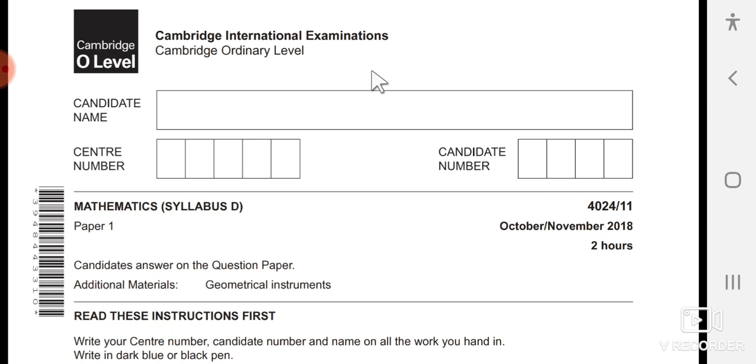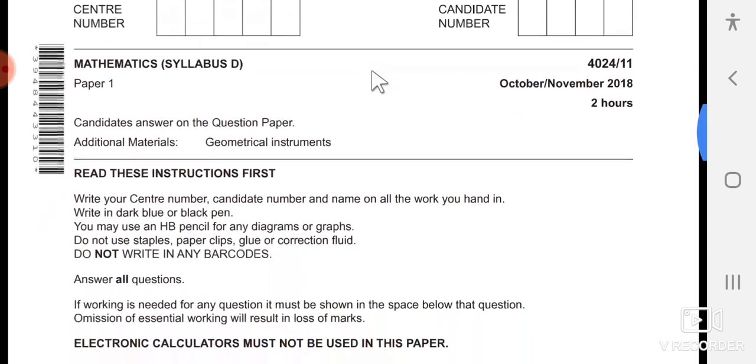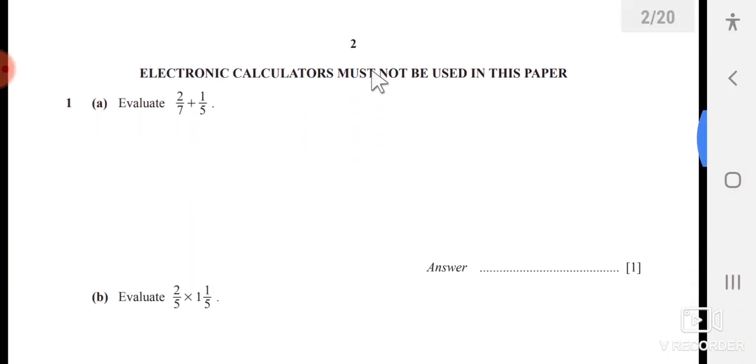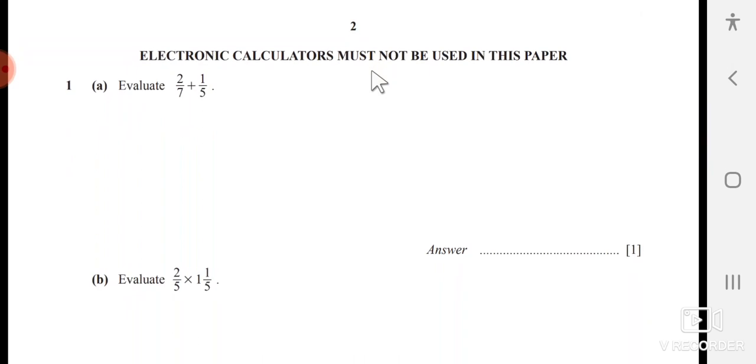Today I'm going to explain Cambridge O Level 402411 October November 2018. Time for this paper is 2 hours, and this is non calculator version. Calculator is not allowed for this paper. Let's begin.